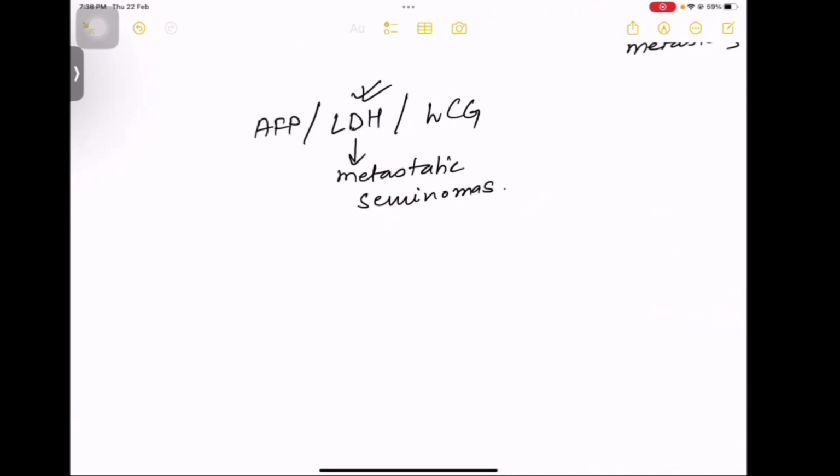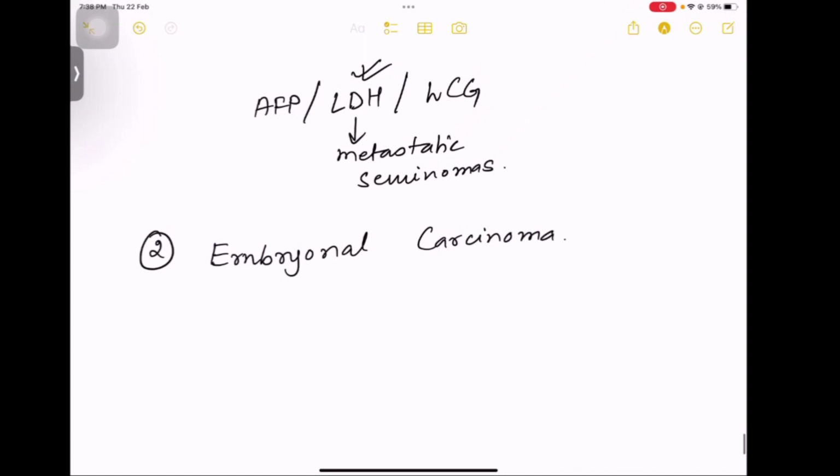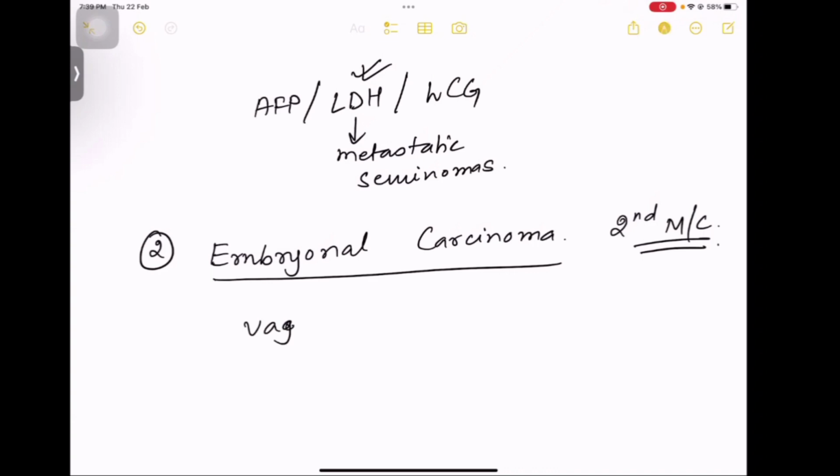Now, what are the tumor markers related to seminoma? There is alpha fetoprotein, there is LDH, there is HCG, and more commonly LDH, because that is a marker of metastatic seminoma. Fine, we're done with seminoma. Three types: anaplastic, classical, spermatocytic. Now we move on to embryonal carcinoma, which is the second most common type of testicular tumor.